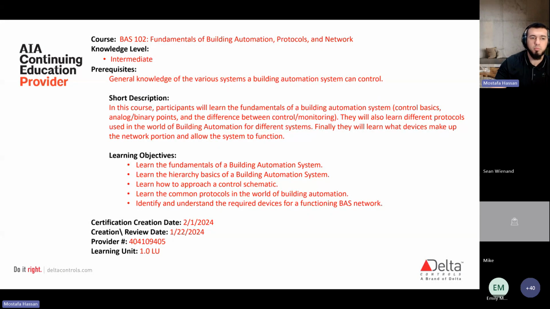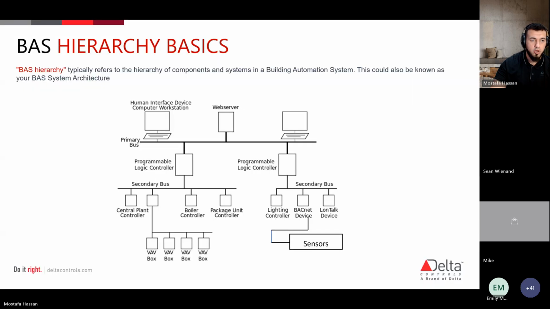We're going to look at a couple of typical points, and then we're going to jump into some protocols, ways for devices to communicate in the building automation system. And then we're going to look at the required devices, right, for a BAS network, right? All right, so this is in a nutshell what BAS 101 encompasses.